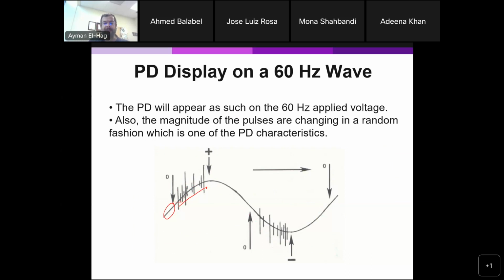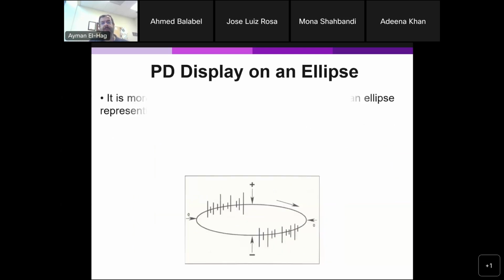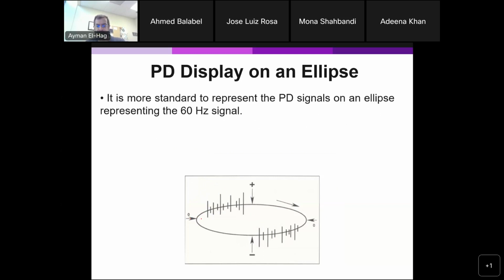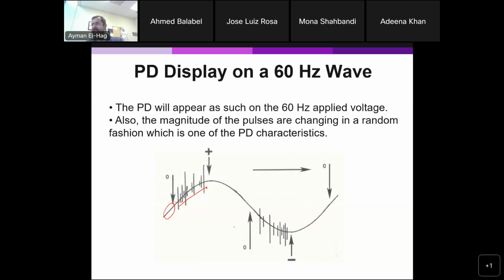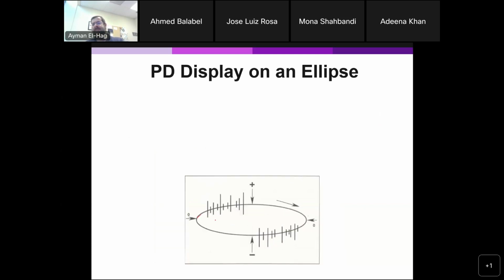Okay, another way is the ellipse. So you show them as, sorry, an ellipse like this one. So here, what does this ellipse represent? This represents the positive cycle. This represents the negative cycle. So that figure and that figure are exactly the same, but the way they are viewed is different.